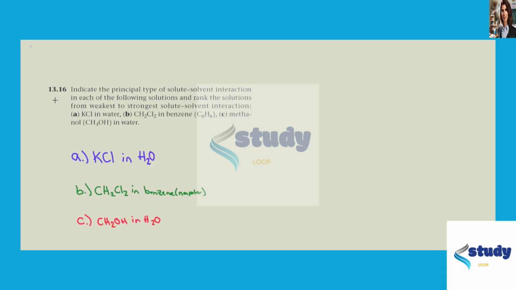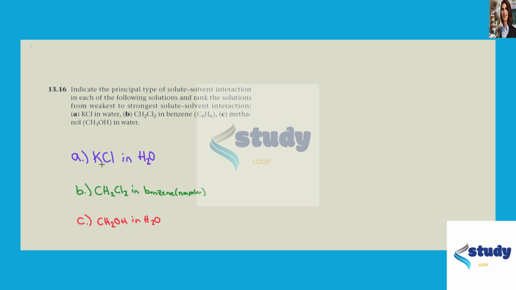We're now in Chapter 13, Problem 6, and we're going to indicate the principal type of solute-solvent interaction in each of the following solutions and rank them from weakest to strongest. And it's a solute-solvent interaction. So let's look at A.